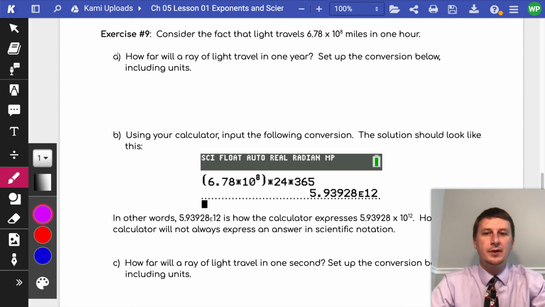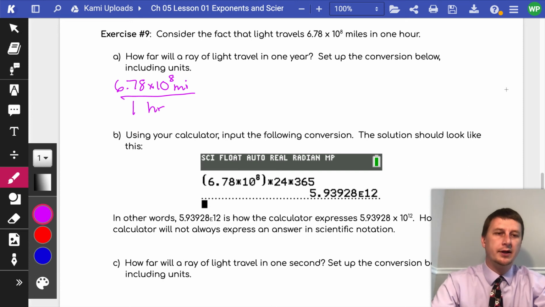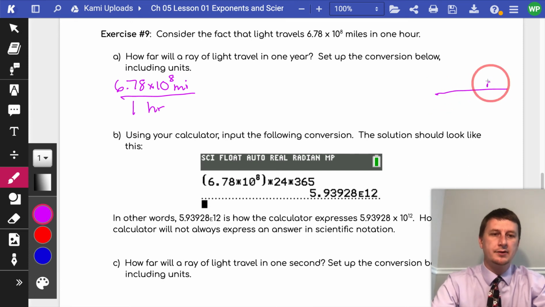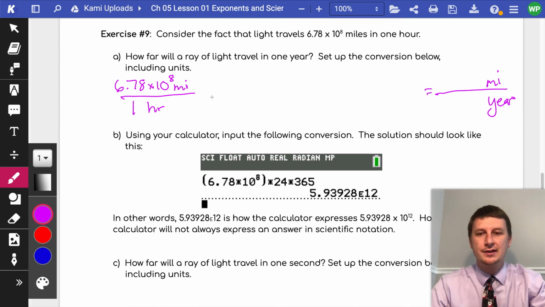So now, using that information, we want to know how far will a ray of light travel in 1 year. Set up the conversion below, including units. So what we're going to do is set this conversion up by writing first what we know. We know that 6.78 times 10 to the 8th miles is how far light travels in 1 hour. And we want to write all the way over here what we want to know. We want to know how many miles it will travel in 1 year.